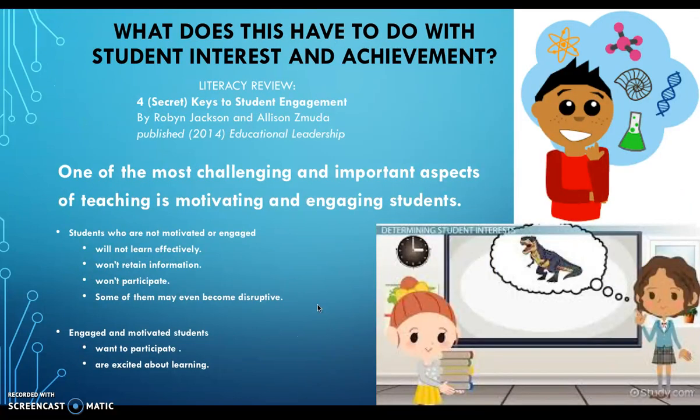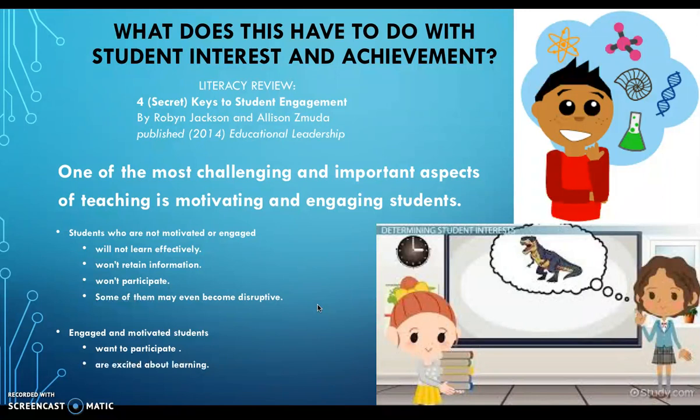By now you're probably wondering, what does this have to do with student interest and achievement? To help answer this question, let's look at some published articles that explain the question. The first article reviewed that I want to look at is 4 Secret Keys to Student Engagement, by Robin Jackson and Allison Zamuda. It was published in 2014 in Educational Leadership. And this is what they had to say.